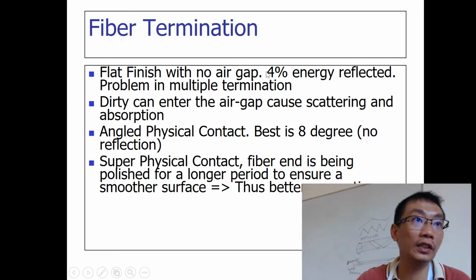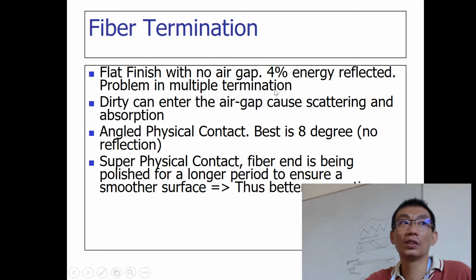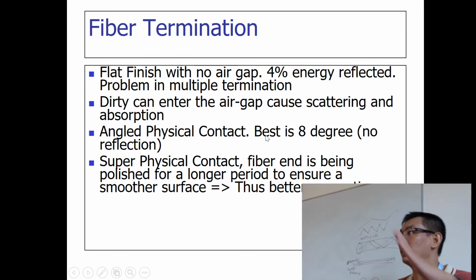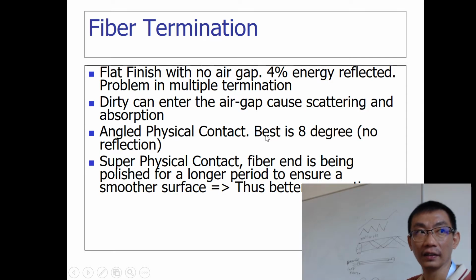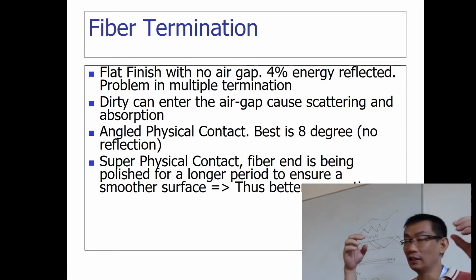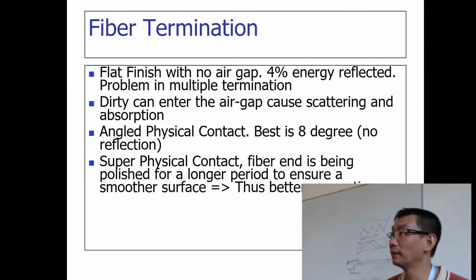If you are flat finish with no air gap, 4% of the energy will be reflected. So problem in multiple termination. The dirt can enter into the air gap and can cause scattering and absorption. Then you have angle finish. The best is 8-degree angle, no reflection. Super physical contact: you polish the end of the fiber even more before you do the contact.